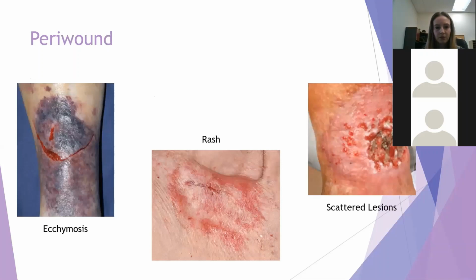So we have our ecchymosis around that fresh skin tear, or rash from either dressing, looks like dressing irritation there, and then our little scattered satellite lesions around the larger central one.